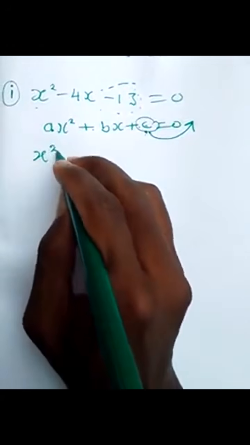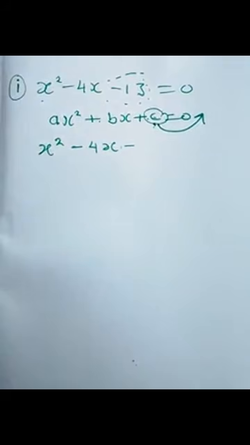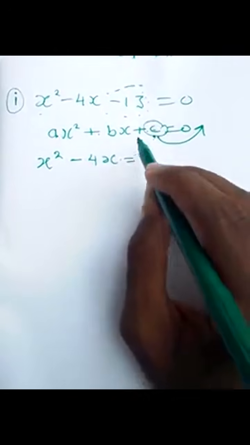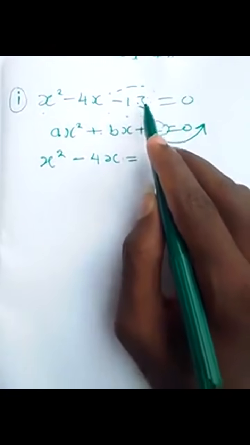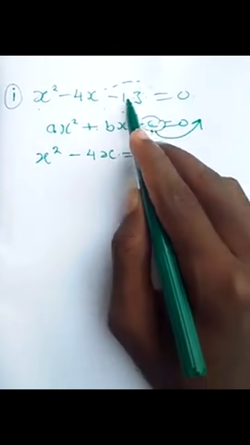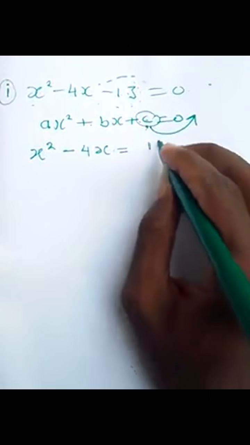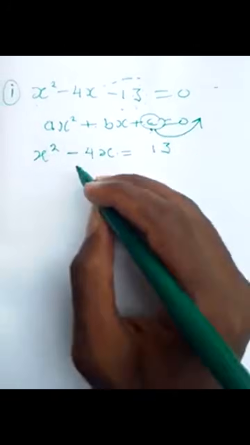So let me just write it again. We have x power 2 minus 4x minus 13 is equal to 0. So this thing here, we are going to take it on the other side, where this 0 is. So when 13 goes on the other side, always, if you're solving a quadratic equation using the completing the square method, you need to take what is here on the other side.